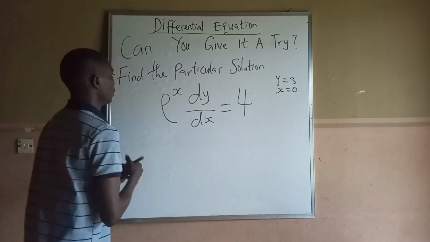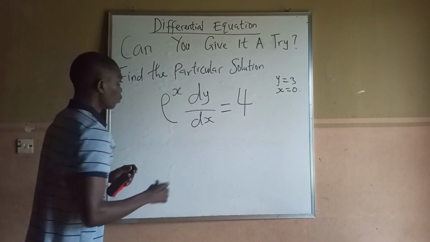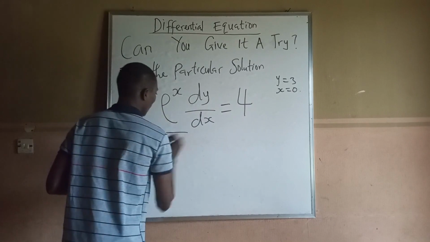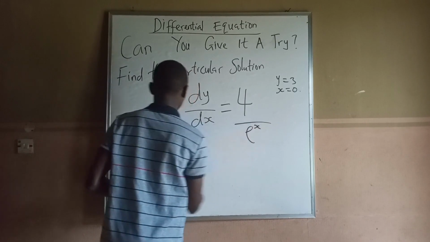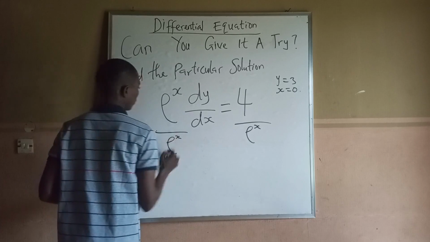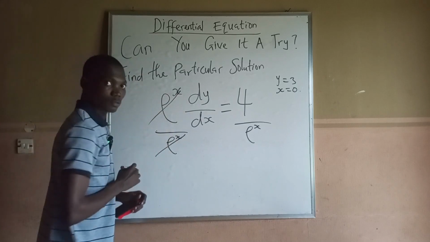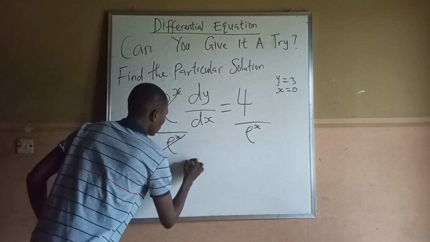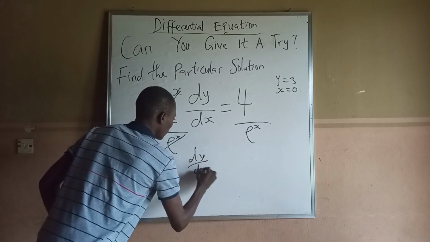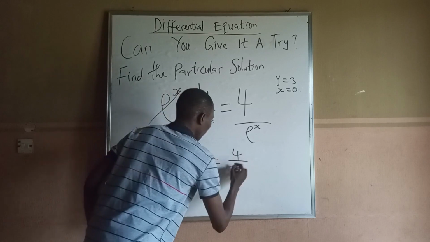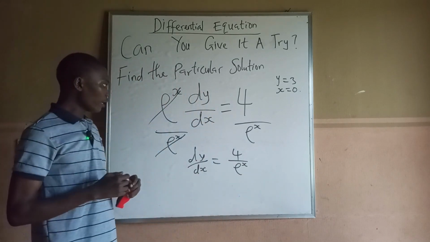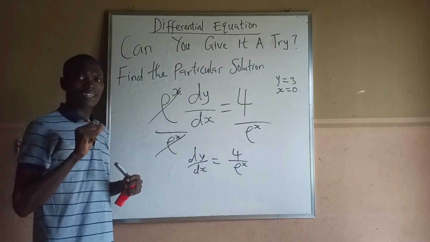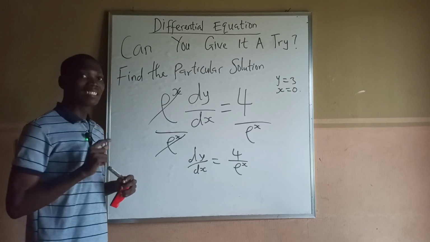All right. Now, while solving this, we need to divide both sides by this exponential. This cancels this. Now I'm left with dy over dx equals 4 over the exponential of x. Now, the next thing to do here is that we need to integrate.